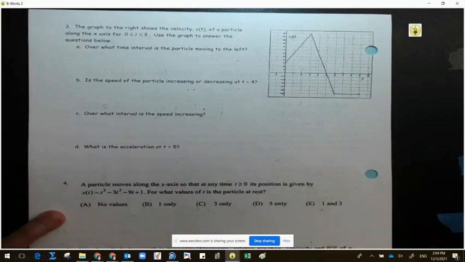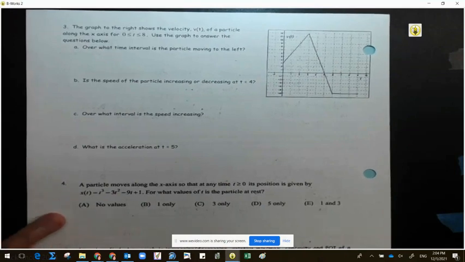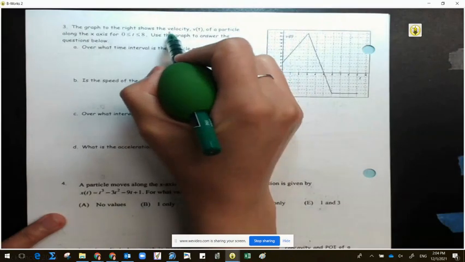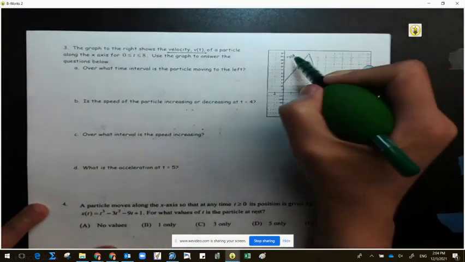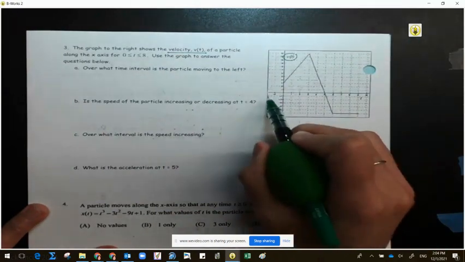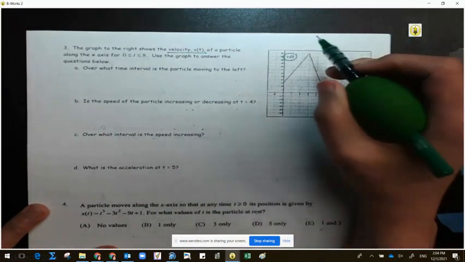Of the particle along the x-axis is 0 is less than or equal to t, which is less than or equal to 8. Use the graph to answer the question. Okay, so the graph is not the position, it is a velocity. So let's go ahead and list everything about the velocity first. So any value above the x-axis is positive or negative?